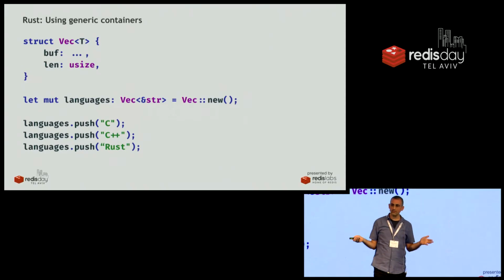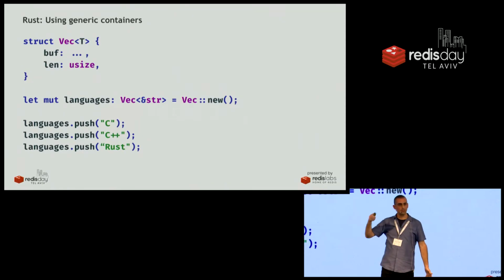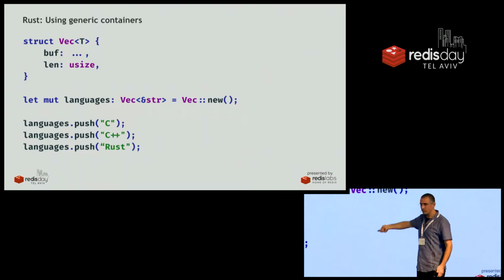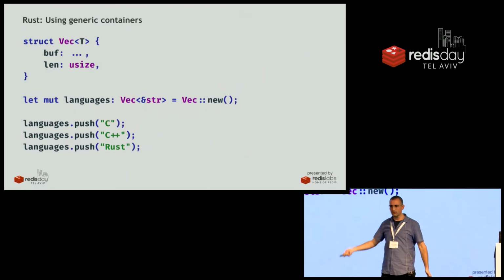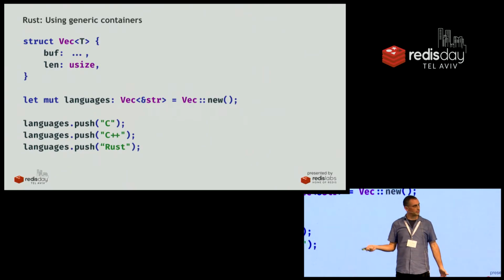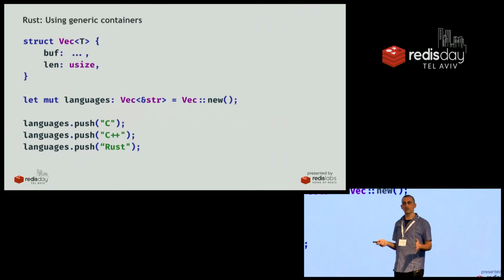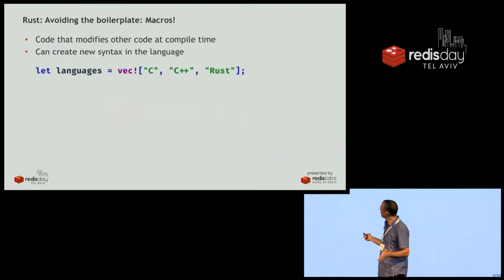Now, we could write a function to do this for us, but then we have to pass the items to the function somehow. We have to create some intermediate data structure, like an array. It's also not very performant. So what Rust gives us is macros.